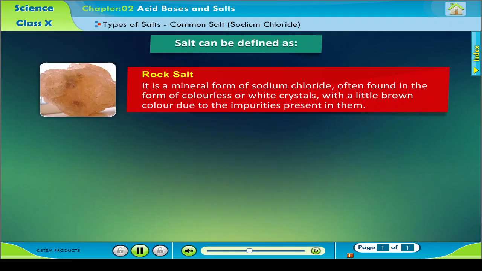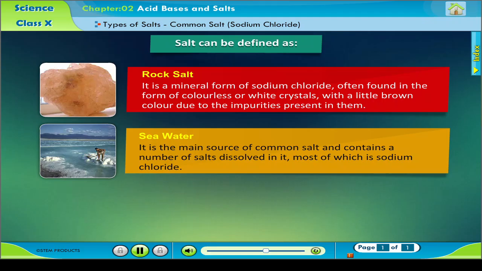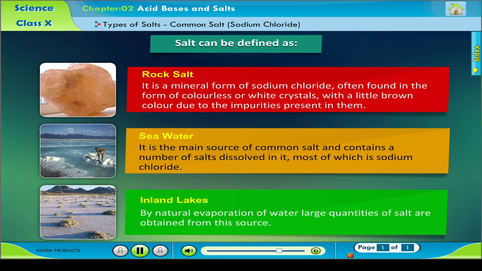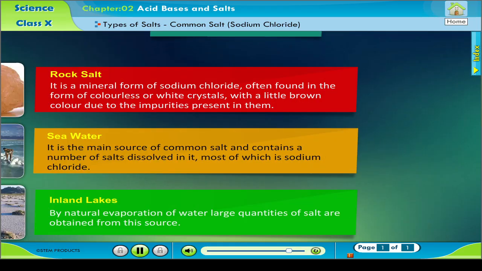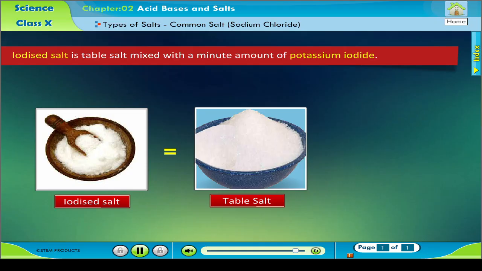Rock salt. It is a mineral form of sodium chloride, often found in the form of colorless or white crystals with a little brown color due to the impurities present in them. Seawater. It is the main source of common salt and contains a number of salts dissolved in it, most of which is sodium chloride. Inland lakes. By natural evaporation of water, large quantities of salt are obtained from this source. Iodized salt is table salt mixed with a minute amount of potassium iodide.